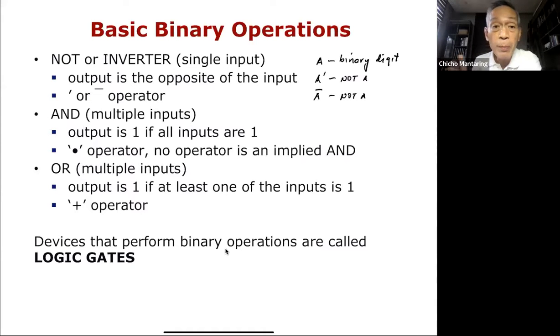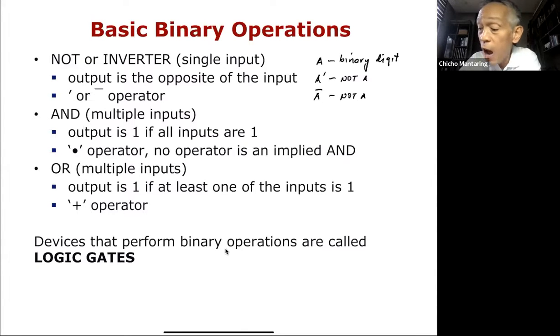Okay, for our multiple input binary operations, we have two basic operations. We have what we call the AND operation and the OR operation. And again, this is just a review. Your AND operation, the output is 1 if all inputs are 1.